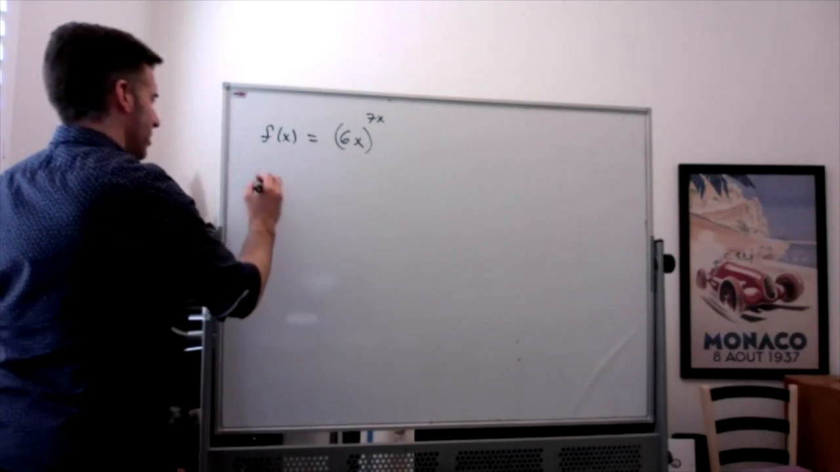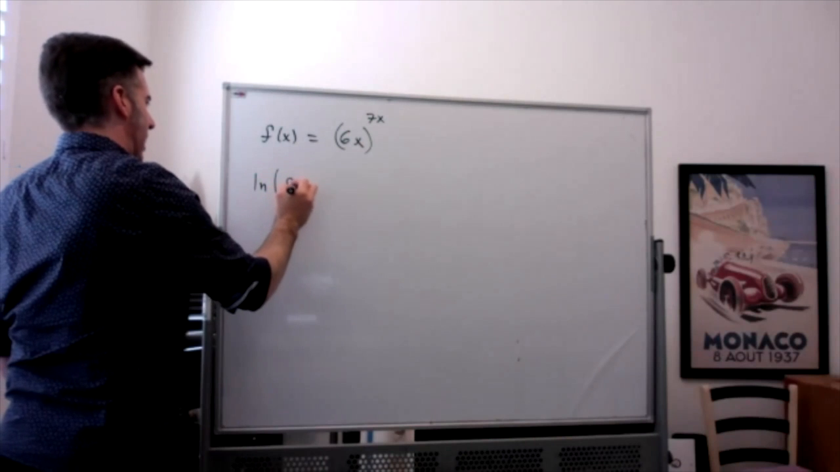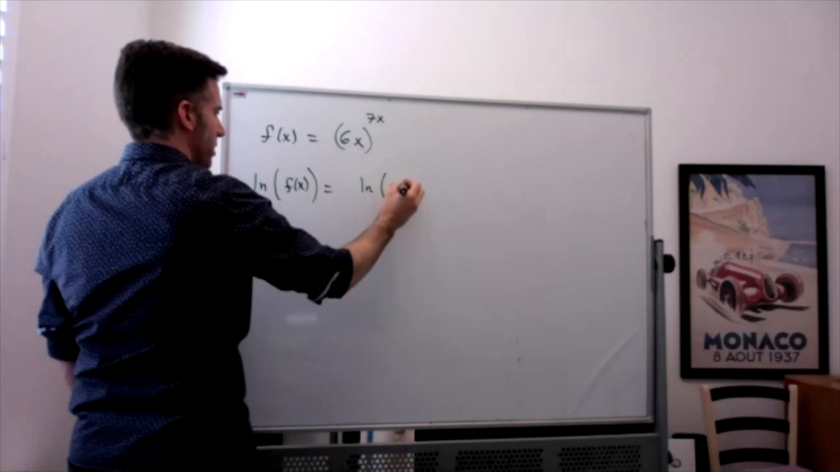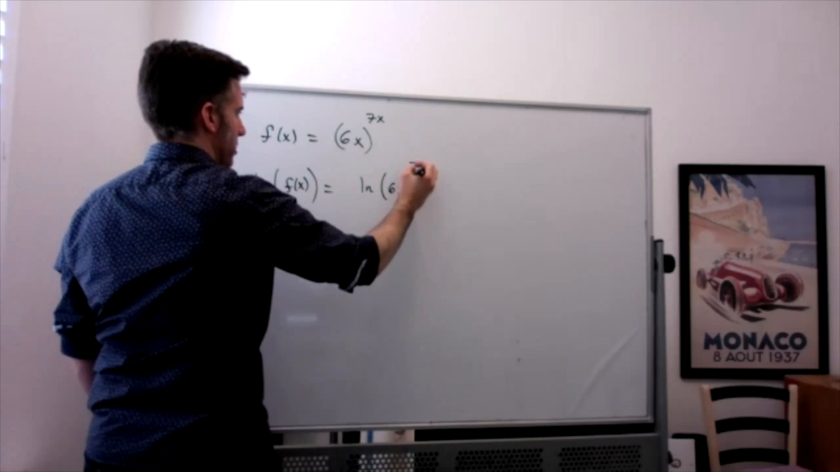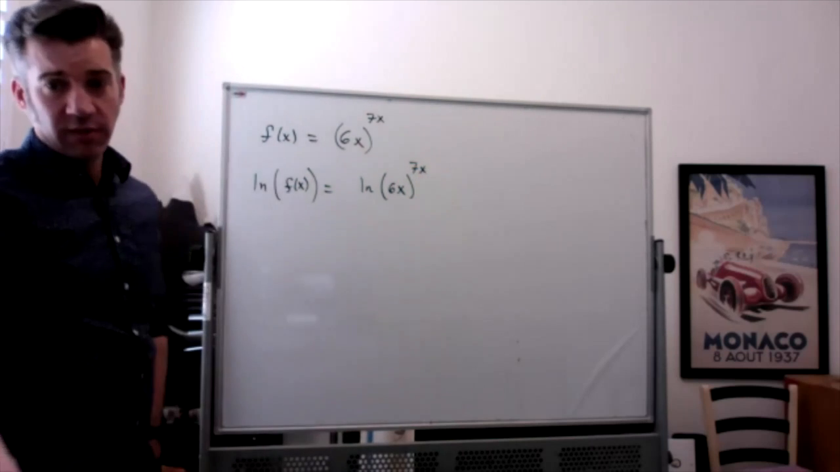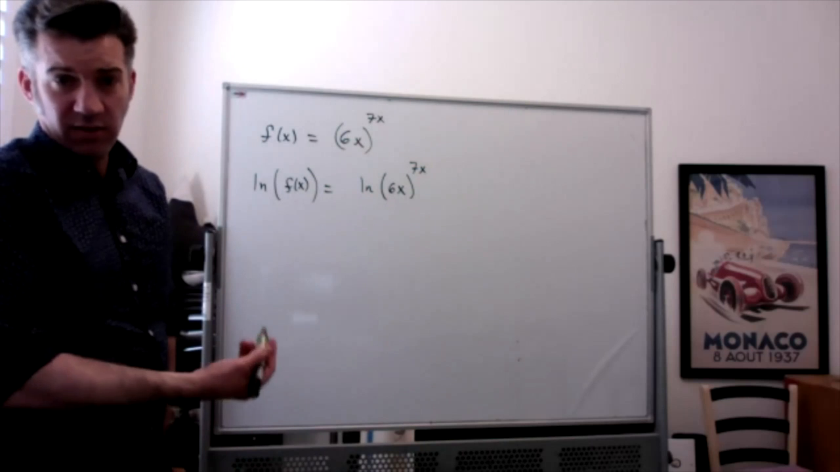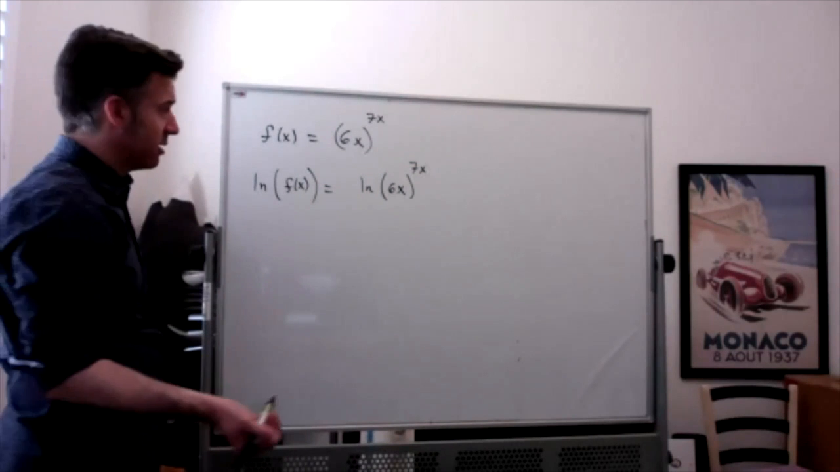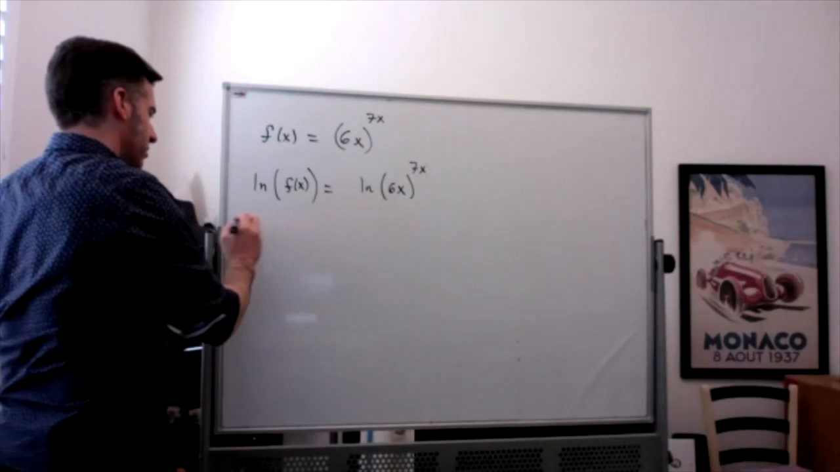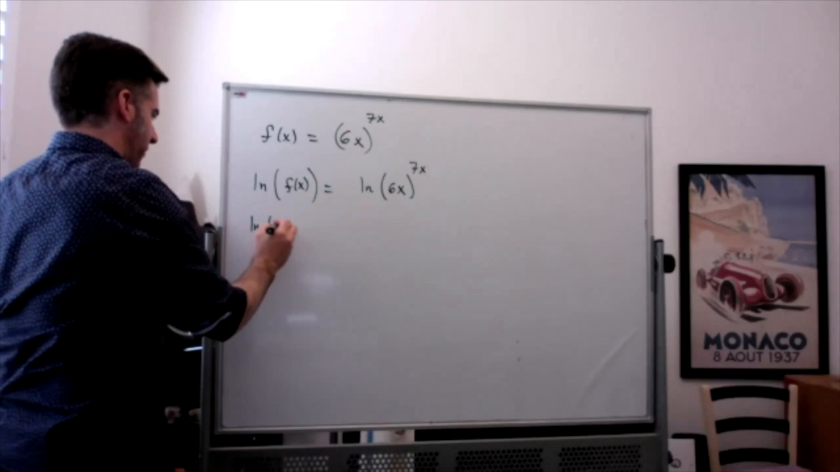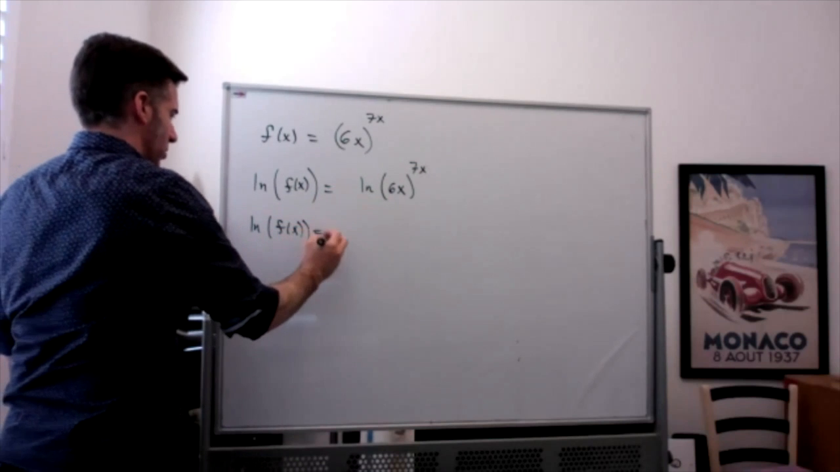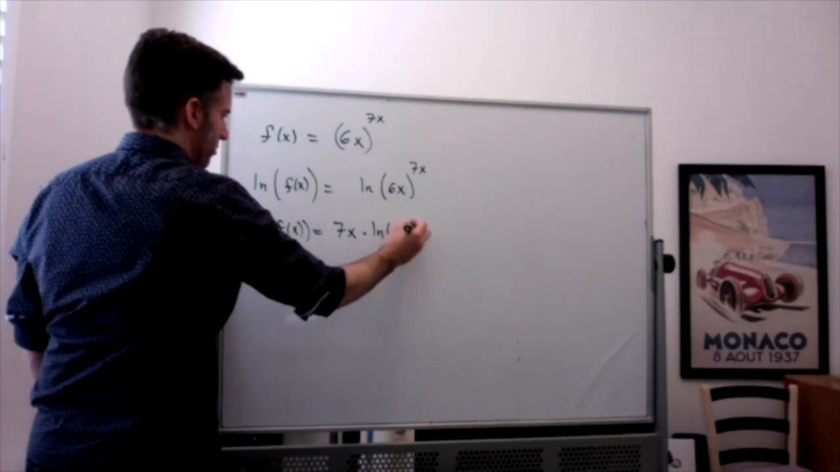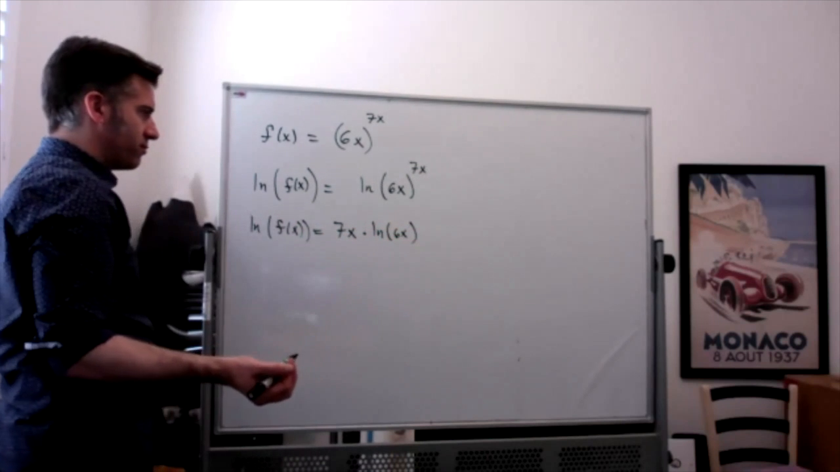You could totally write the natural log of f of x equals the natural log of 6x to the 7x. I usually prefer to replace f of x with y if I'm going to be doing this, but it doesn't actually matter. It's just easier to write y than it is to write f of x. Then we're going to simplify. So the natural log of f of x equals 7x times the natural log of 6x.